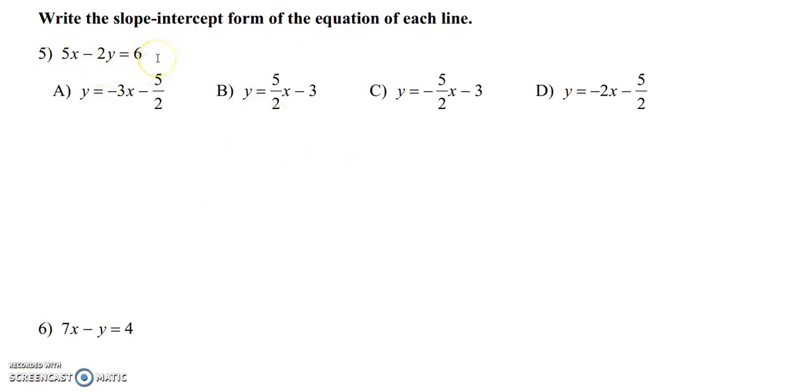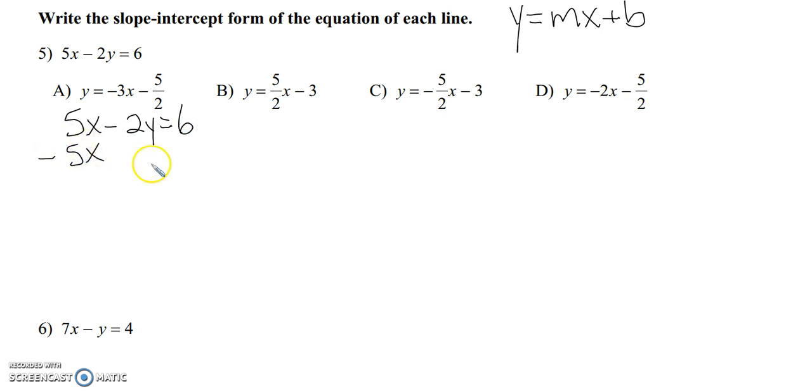Number 5, you had to write the equation in slope-intercept form. So if this is our slope-intercept form, we have y on one side. This is standard form, so all we have to do is solve for y to get y on the left, and that's your slope-intercept form. So you want to go ahead and get rid of this 5x first. Let's write this out. So we're going to subtract 5x from both sides. 5 minus 5 is 0.